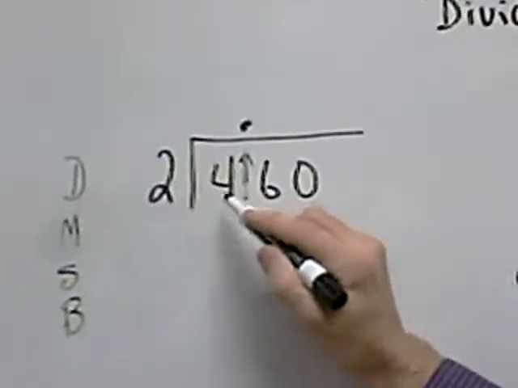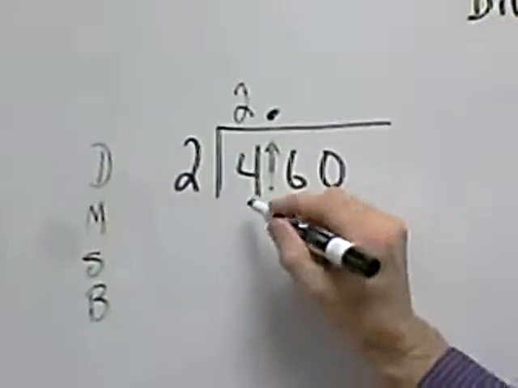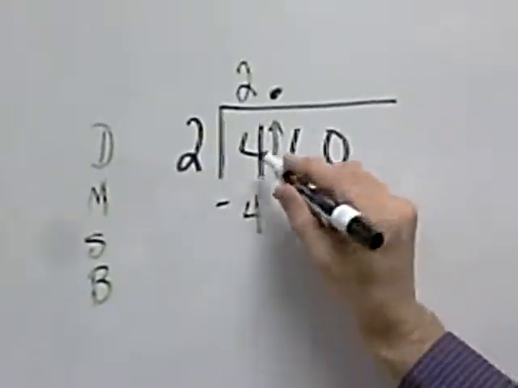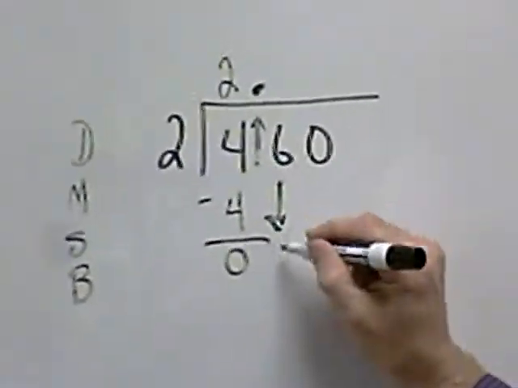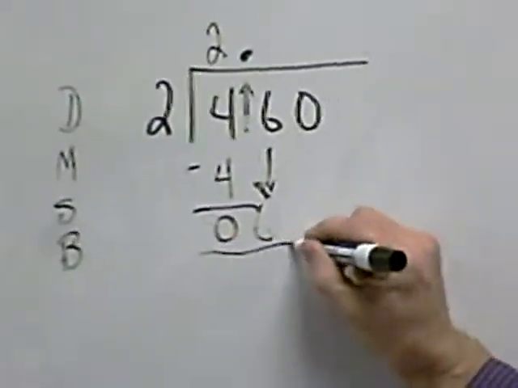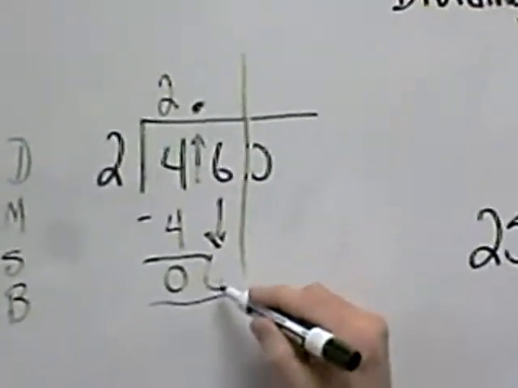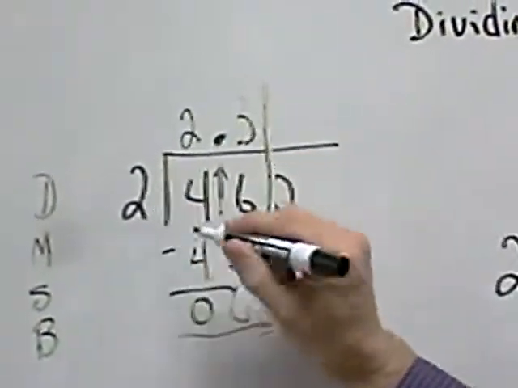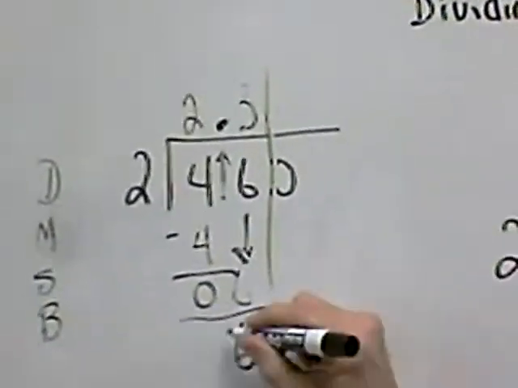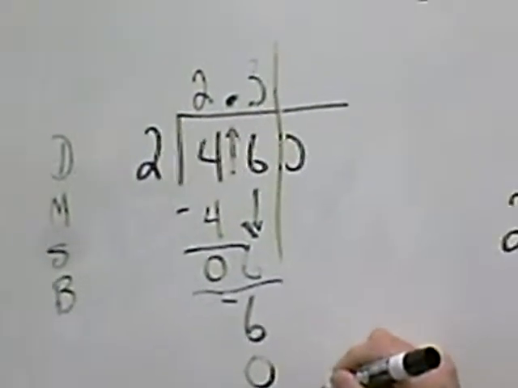How many times does 2 go into 4? It goes in 2 times. Now multiply, 2 times 2 is 4. Subtract, 4 minus 4 is 0, and now I bring down my 6. I've taught my kids to use the brackets there. So now we're looking at the 6. How many times does 2 go into 6? It goes in 3. 3 times 2 is 6. Now I subtract. 6 minus 6 is 0.